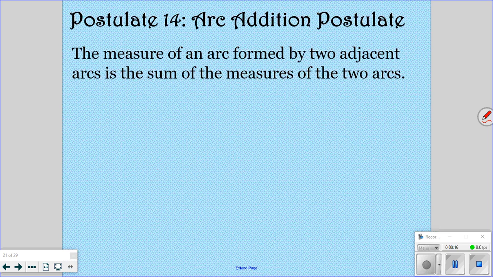Okay, so now we're going to look at postulate number 14. It's the arc addition postulate. It's very similar to the segment addition postulate or the angle addition postulate. The measure of an arc formed by 2 adjacent arcs is just the sum of the measure of the 2 arcs. So if we have on our circle this arc here that's 40 degrees and then this arc here that's 50 degrees, if you add these together, that gives you 90 for the whole arc. So that's pretty straightforward, hopefully.